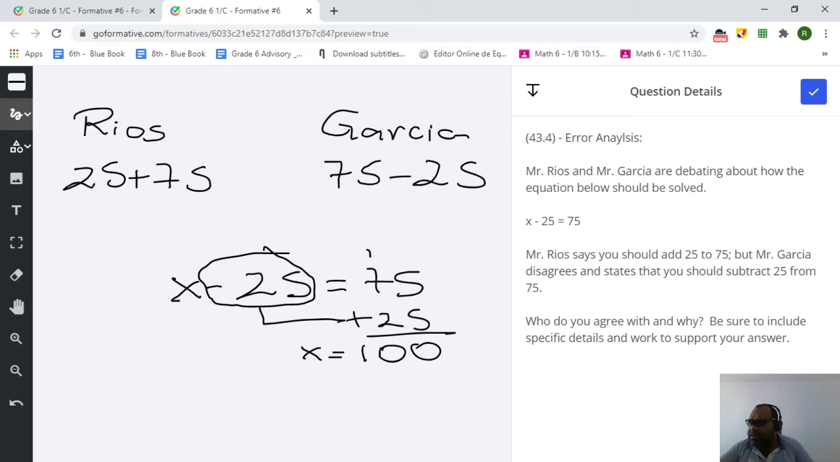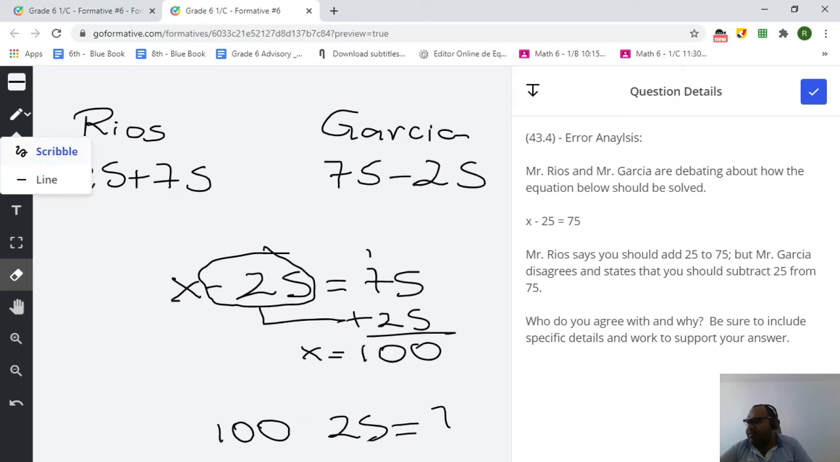Let's check if it's correct. Let's check then. 100 plus 25, oh, sorry, subtracting 25. It is 75, guys. Is it true or false? Mister, this one is true. Then I know I need to add.